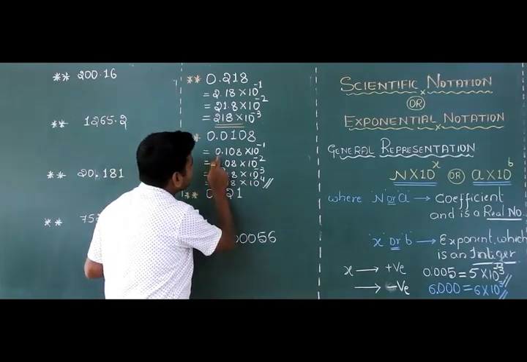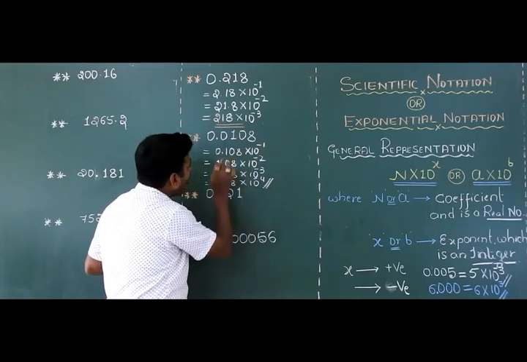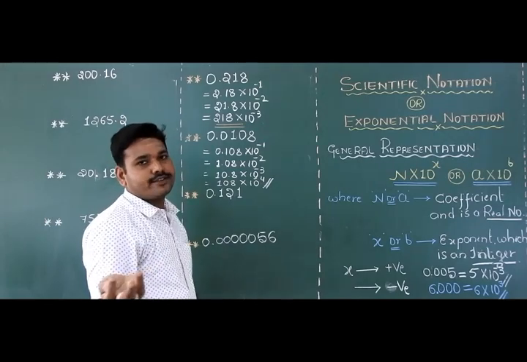You just write the first possibility, 1.08 into 10 raised to minus 2.